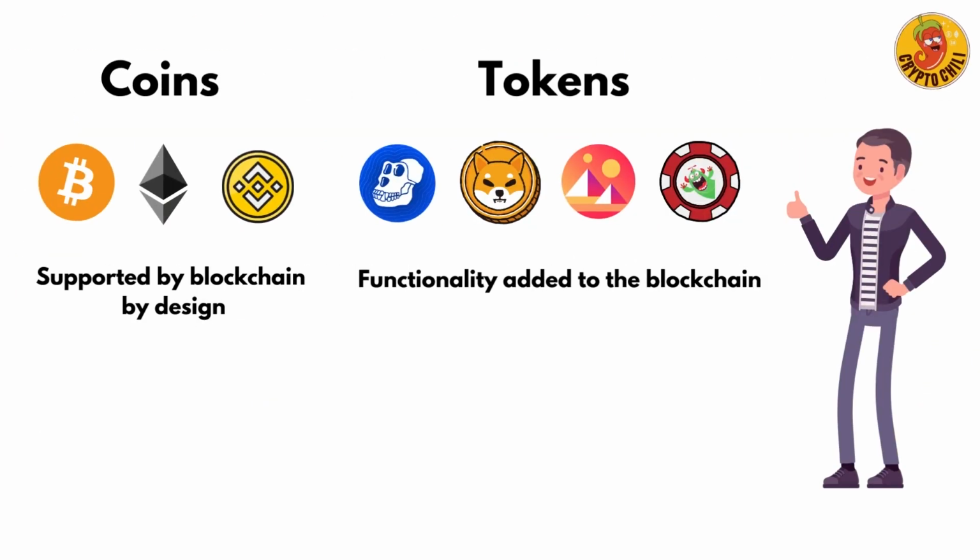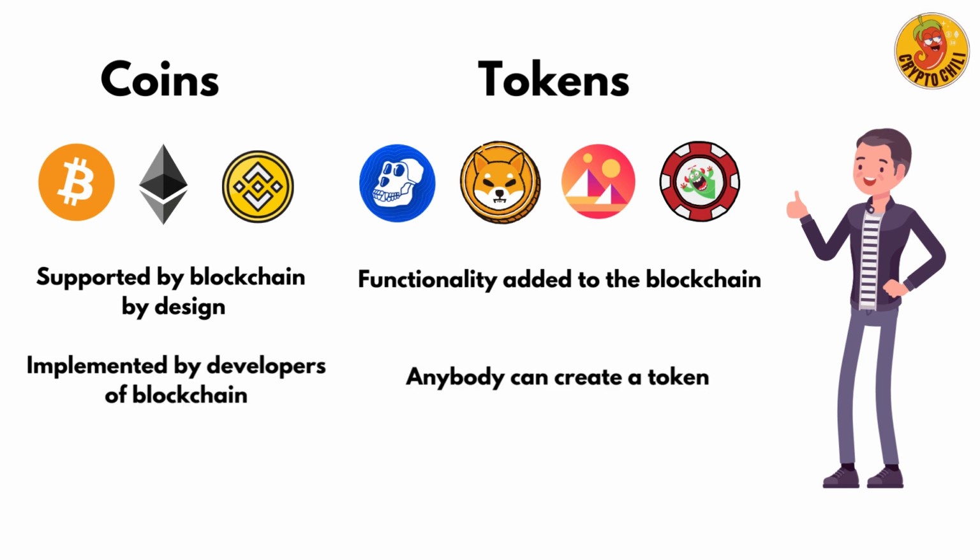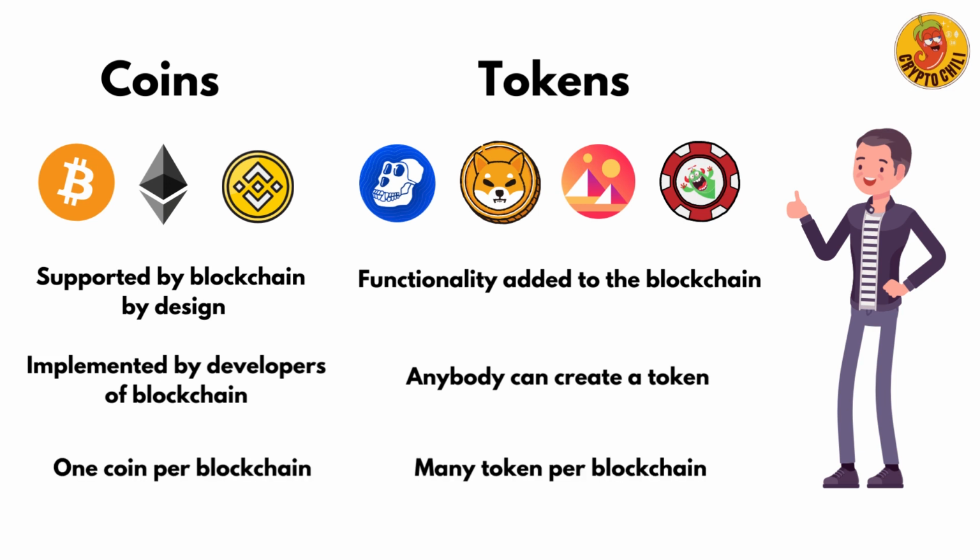To summarize this video again, the key differences between coins and token. As we have seen, while coins are supported by blockchains by design, tokens require additional functionality like smart contracts. Coins are implemented by the developers of the blockchain. Token, on the other hand, can be created by anybody. There is only one coin for a blockchain, but there can be many tokens implemented on a particular blockchain.